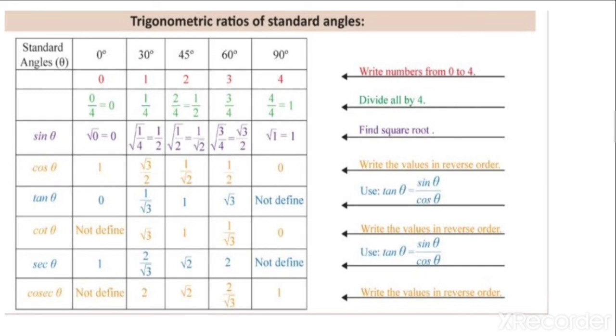Just you reverse. Means 0, 1 by 2, 1 by root 2, root 3 by 2, 1 is the value for sine. The opposite will go. The train, just you move in the opposite direction. So what will be the cos value? 1, root 3 by 2, 1 by root 2, 1 by 2, 0. What you wrote in the sine from left to right, the same you write in the cos right to left. That's it. No division, no multiplication, nothing. So sine and cos, you got the answer.